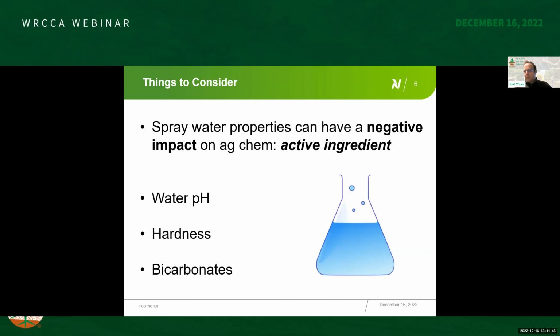And so here's that clip art coming back to haunt everybody. But here we have spray water, and we have 3 properties we're going to look at, because these 3 properties can impact the active ingredient in the actual ag chem product. So it's not that the product's bad, it's the chemistry that actually does the work that's getting beat up by pH, hardness, and bicarbonate. So we'll walk through 3 examples of how that can impact your product performance.